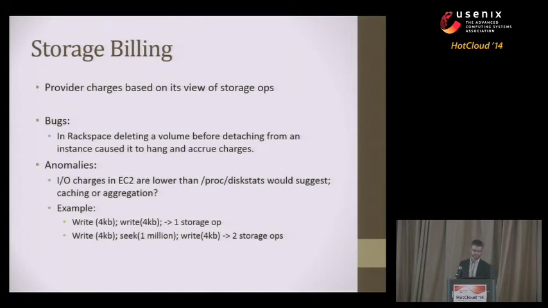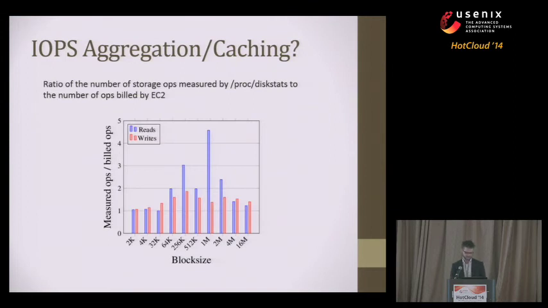In terms of IOPS, though, the provider charges based on its view of storage operations, and this is for EC2. The issue is that the level at which these operations are measured may occur outside a customer's view, possibly at the hypervisor level, we don't know. The effect, though, is that any caching or aggregation a provider might do could result in fewer IOPS measured at the level at which they do resource accounting and billing, if the accounting and billing doesn't happen at the same level as the aggregation. So we wanted to test this, and you can see the effect here.